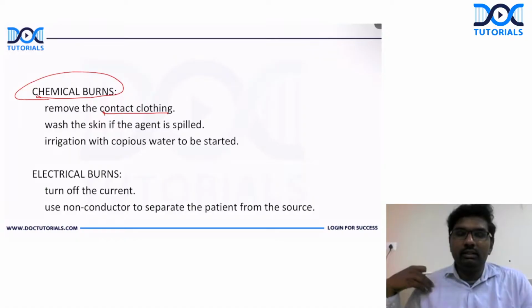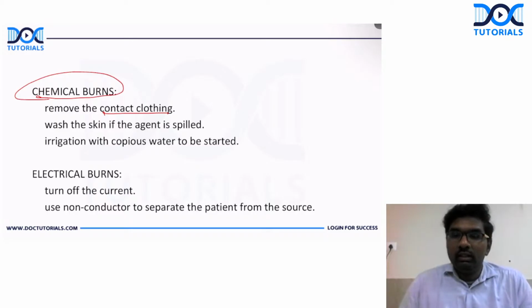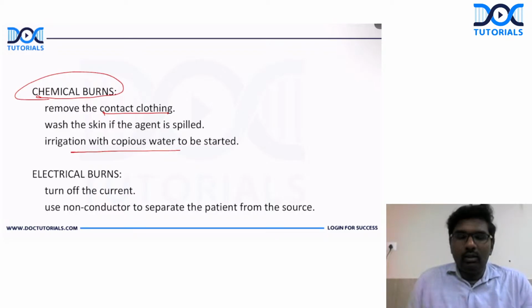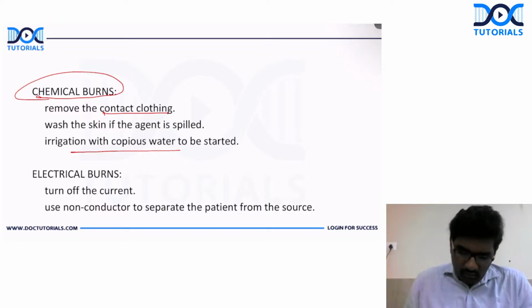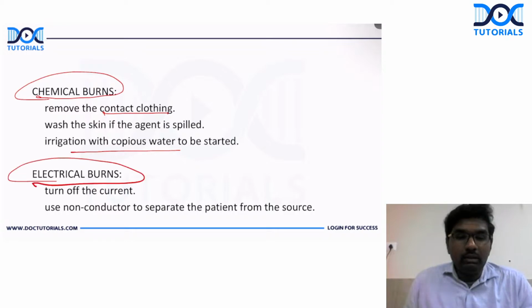Then wash the skin well if the agent has spilled. If the chemical is still in contact with my skin, I have to wash it with a copious amount of water. I have to irrigate the area of skin that came into contact with the chemical agent thoroughly. Then coming to electrical burns, first of all, turn off the current.